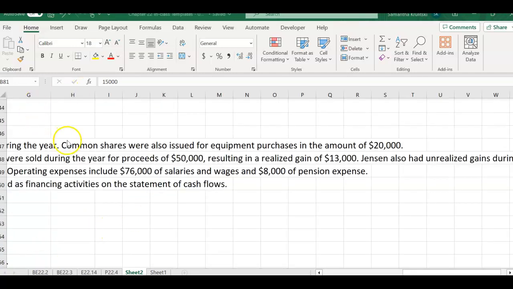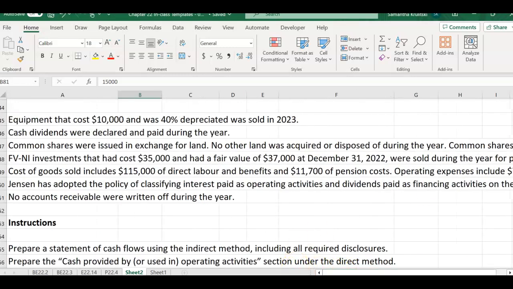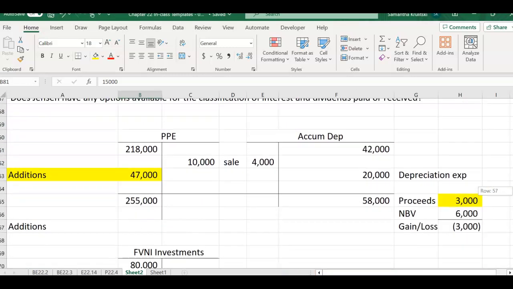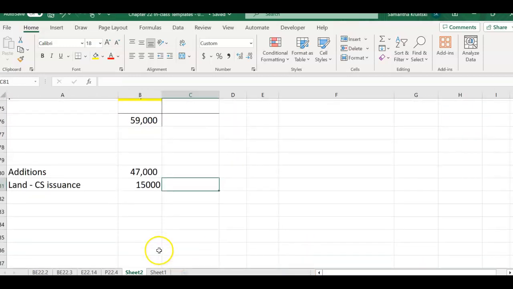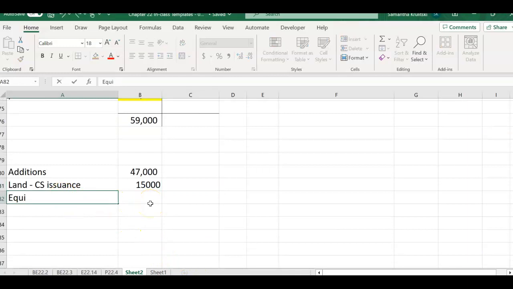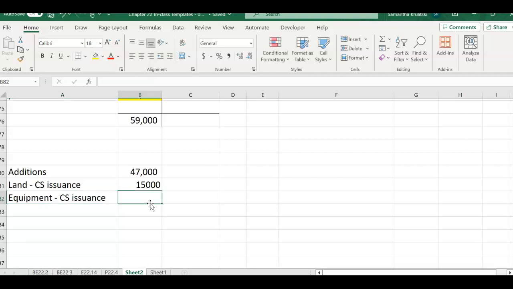So if I look here, I can see common shares were also issued for equipment purchases of $20,000. So if common shares were issued, that means that's a non-cash item. What would my journal entry be? It would be a debit to equipment, a credit to common shares. So I have another non-cash item to account for. So equipment for common share issuance of $20,000. That's all the information I have.